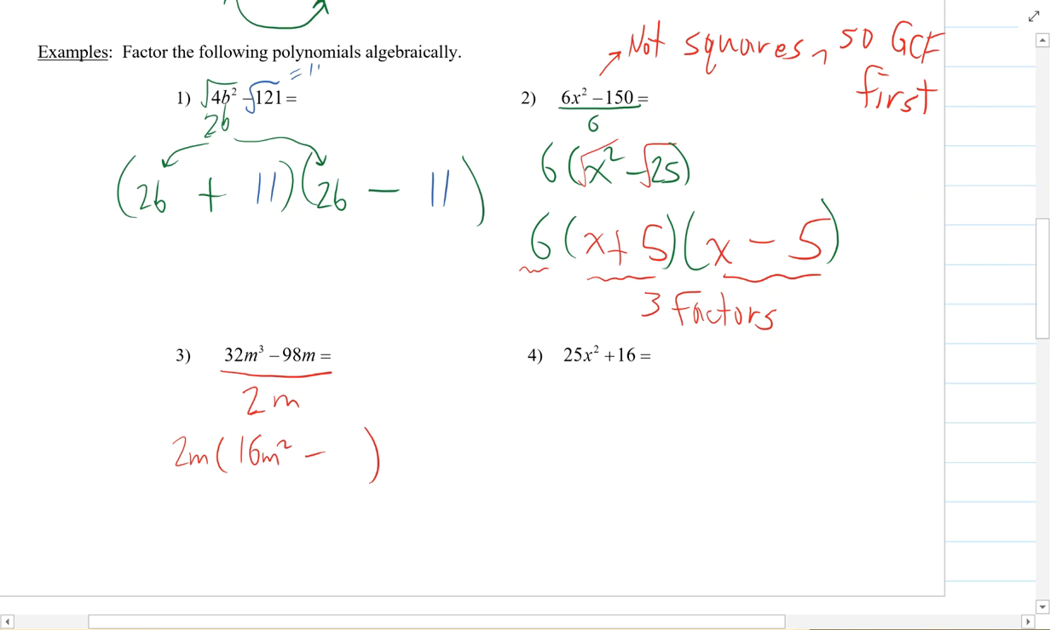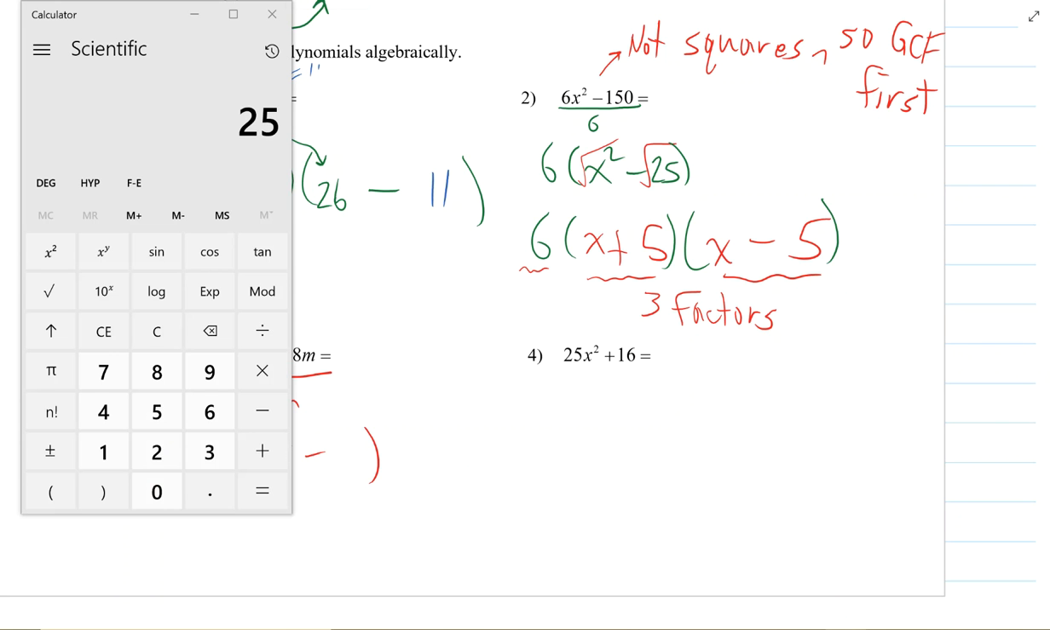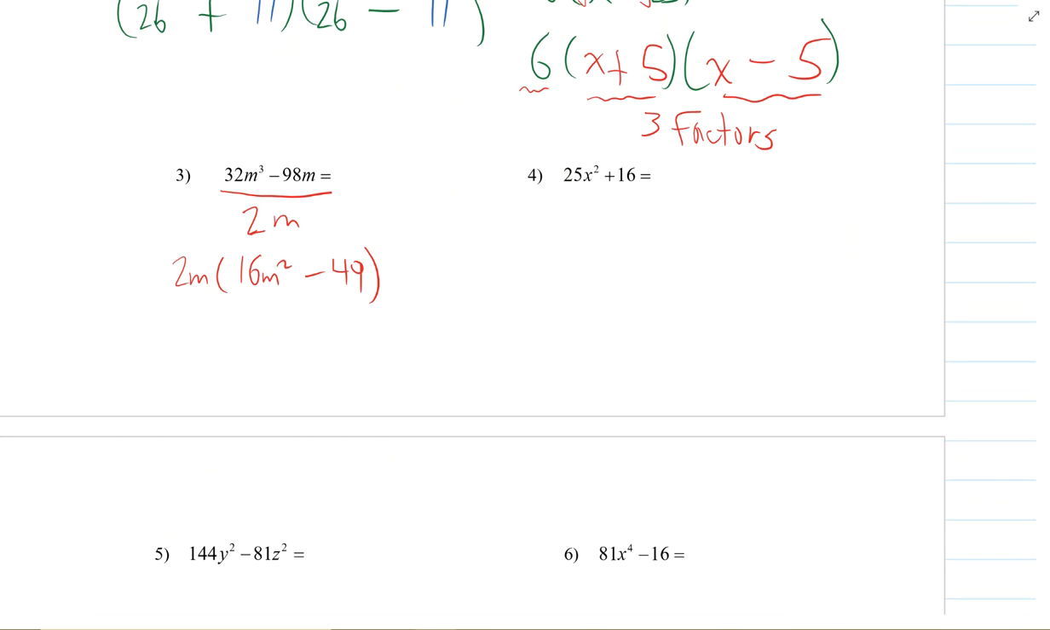Minus, I'm going to go to my calculator. Okay, so 98 divided by 2, I get 49, which is another nice number because those are both squares. So now I need to square root them. I will square root the front and the back. So I get 4m at the front, 4m at the back, and then I get 7 and 7, plus minus, done.